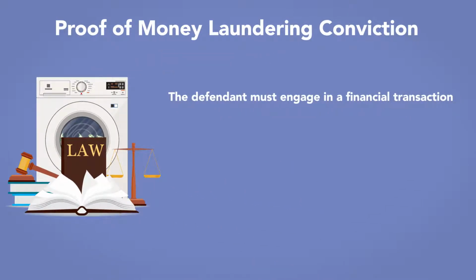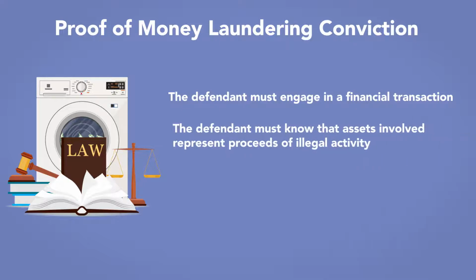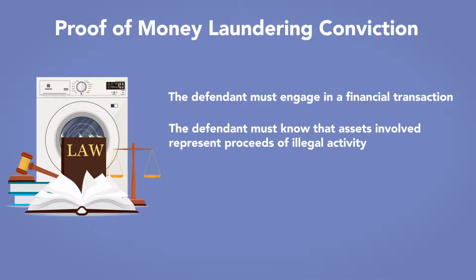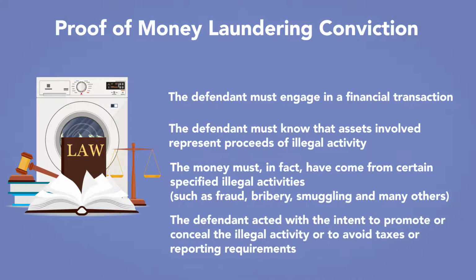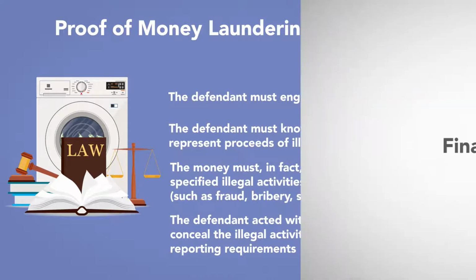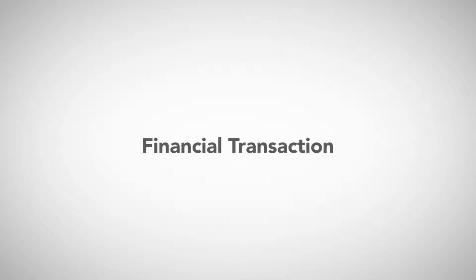1. The defendant must engage in a financial transaction. 2. The defendant must know that assets involved represent proceeds of illegal activity. 3. The money must in fact have come from certain specified illegal activities, such as fraud, bribery, smuggling, and many others. And 4. The defendant acted with the intent to promote or conceal the illegal activity or to avoid taxes or reporting requirements.